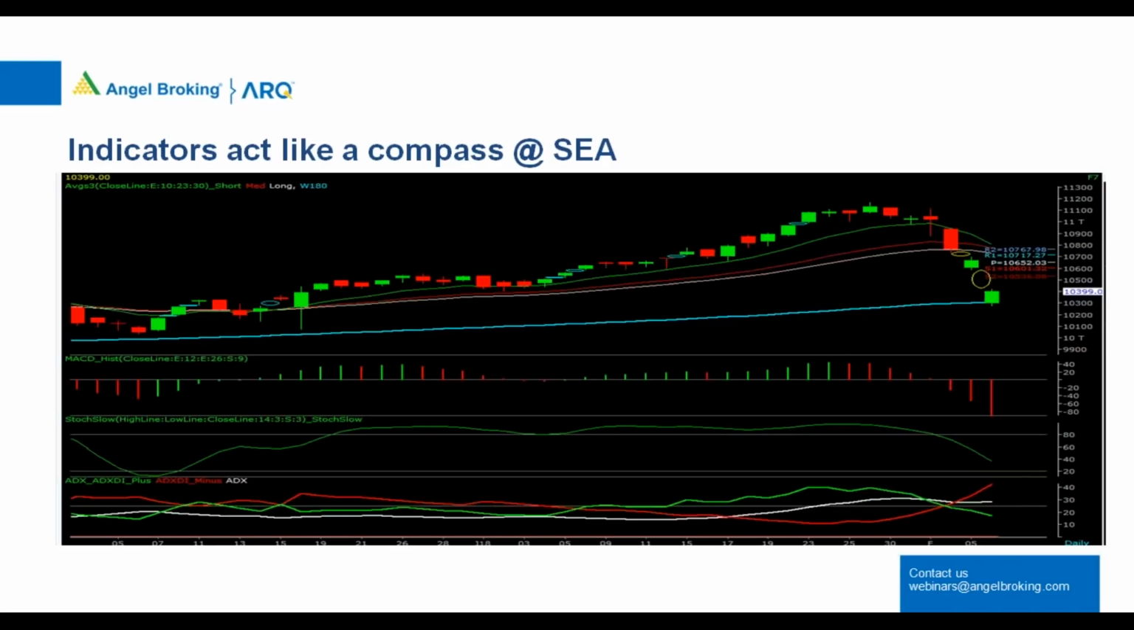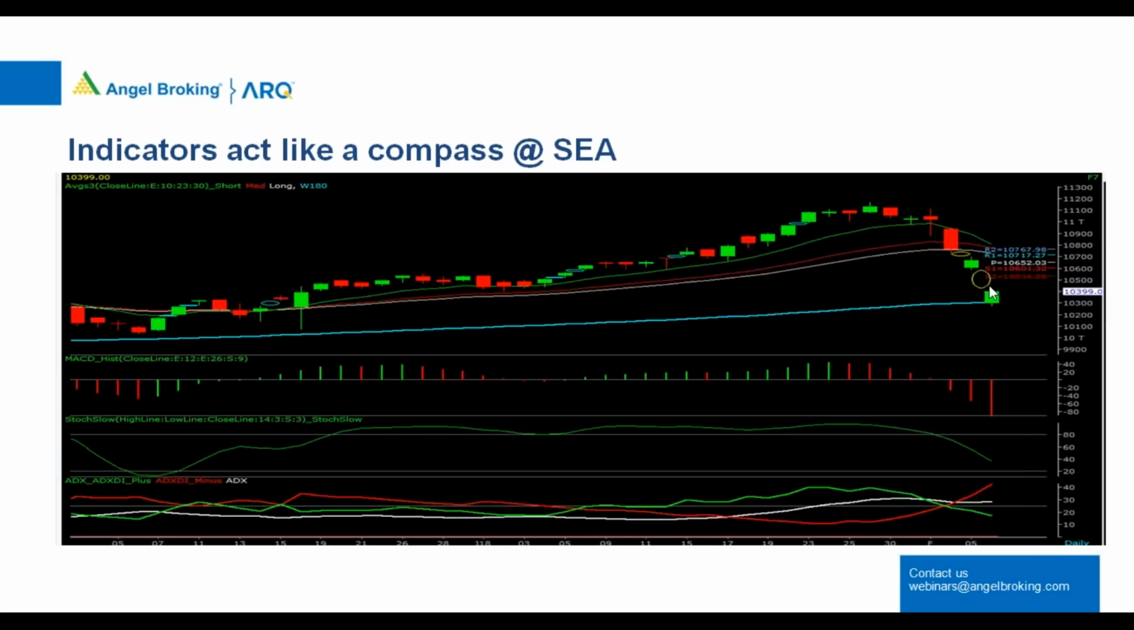So here we have the Nifty chart again, and this is the latest chart, wherein you can see that we've seen some selling happening in Nifty, and there are many indicators which are plotted. So I'll be covering most of these popular indicators and explaining to you how you can use them well. I will be talking about each of the indicators in detail. So you can see from this chart that indicators act like a compass.